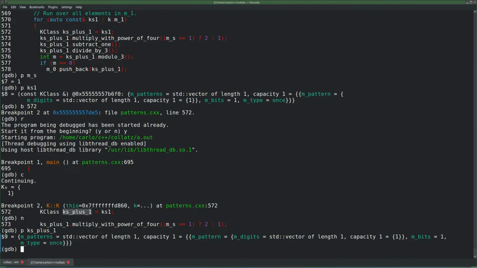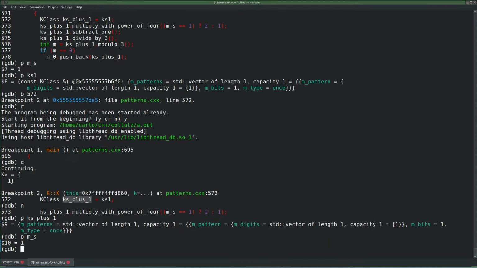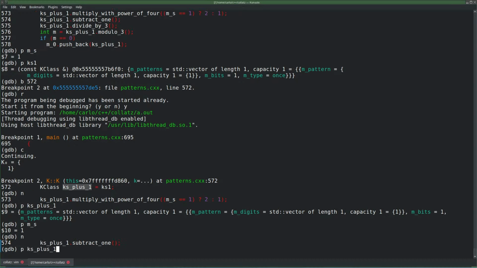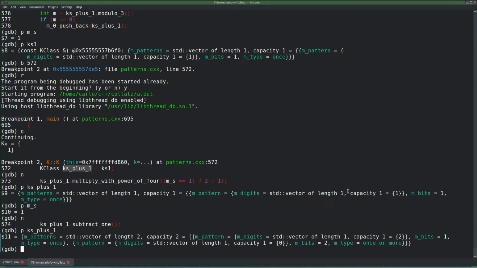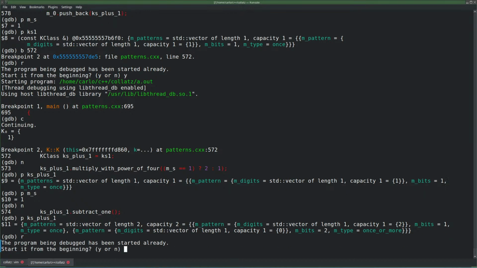I'm calling multiply with power of 4. If ms is 1, this is going to call multiply with power of 4. This is going wrong, I guess. Yeah, change it to 2. Yeah, that's nonsense. Let's try it again. Wrong, yes.